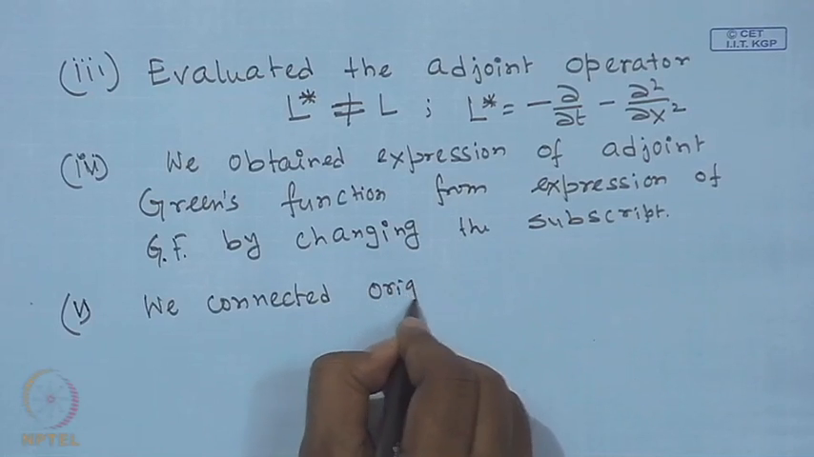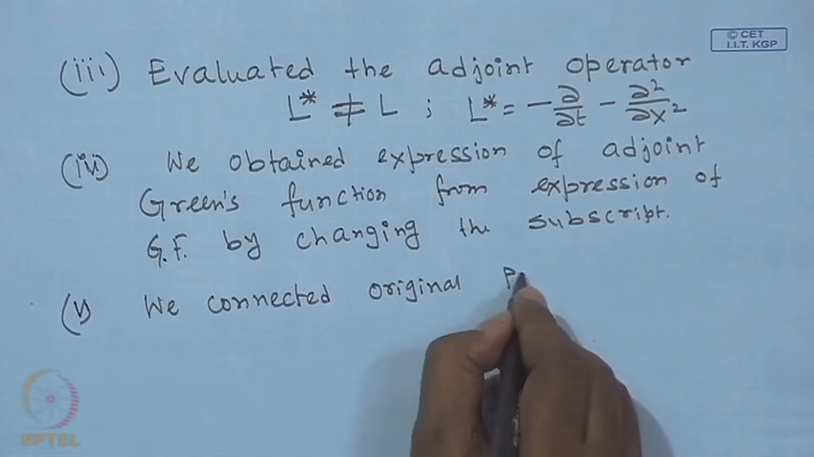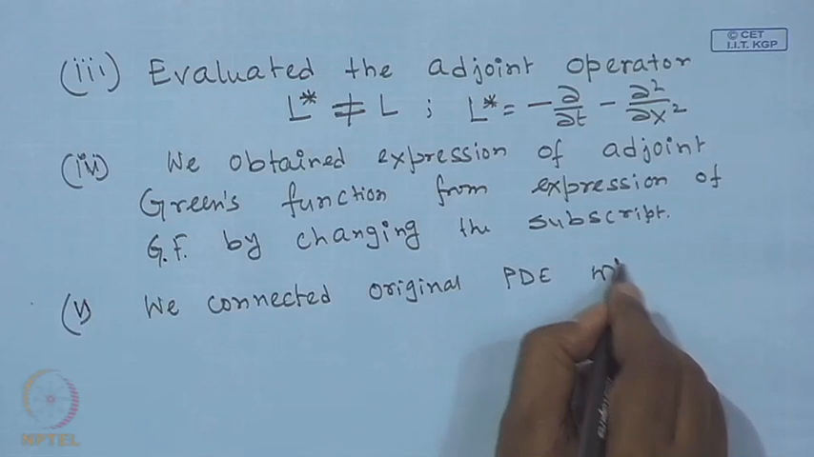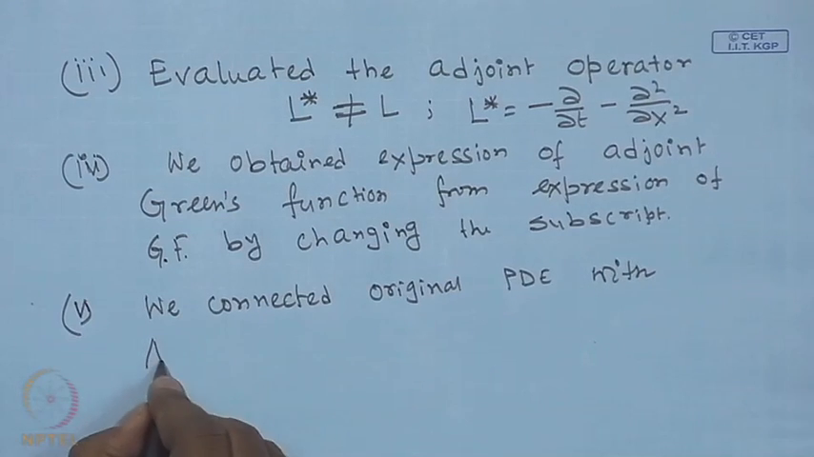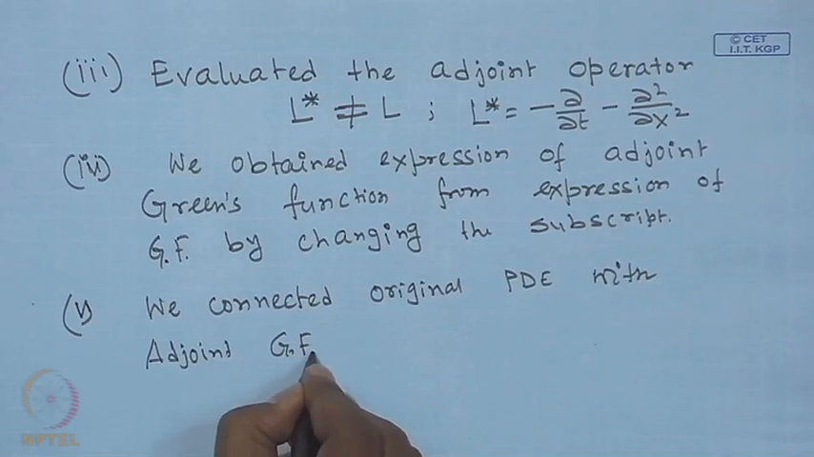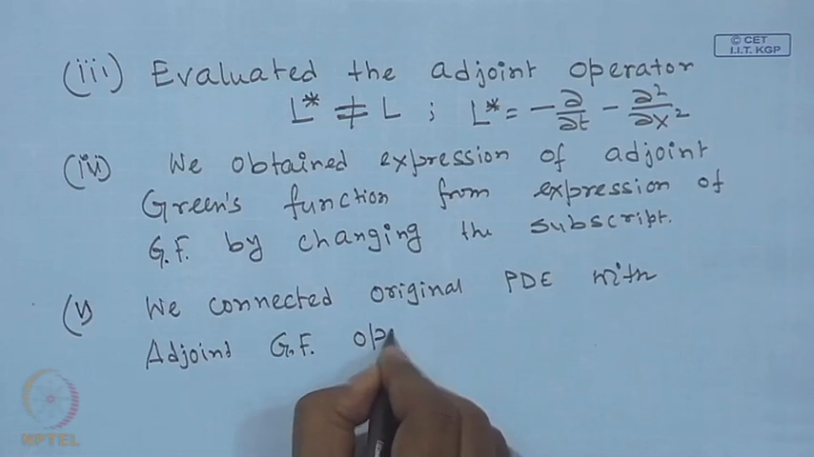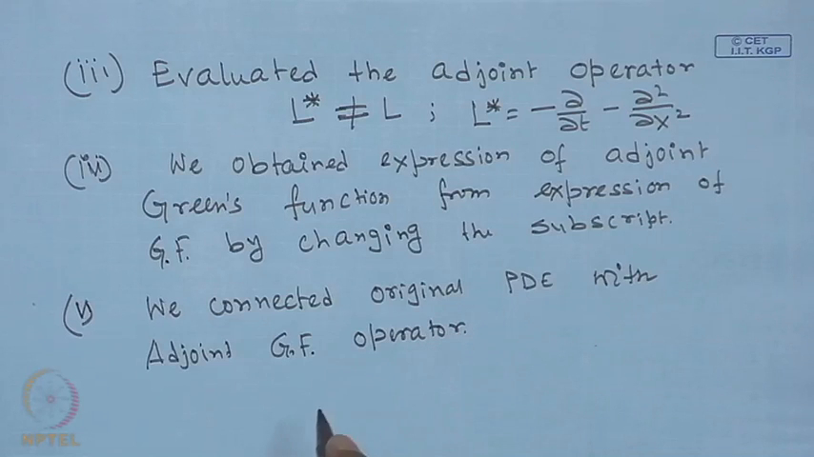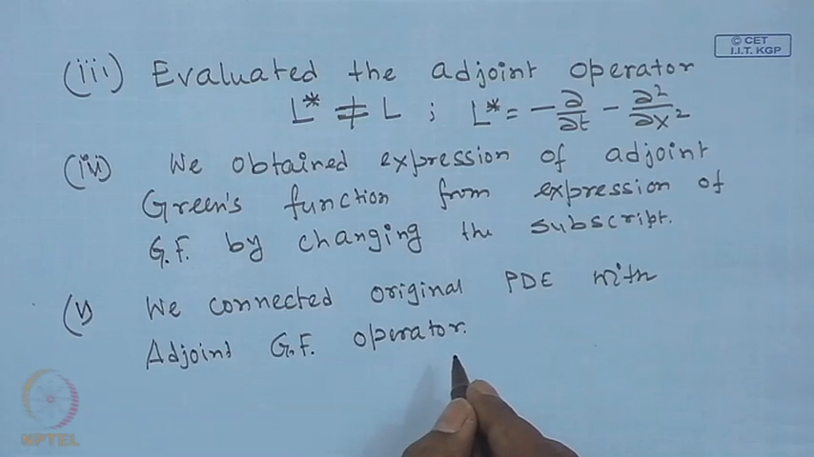After that, what we did, we connected the original PDE with the adjoint Green's function operator. And what we did after that, we simplified. So, we have taken the inner product of our original equation with the G star and the inner product of the governing equation of G star with u, and then we subtracted, and that way these two are connected. So, finally, I am just writing the final.